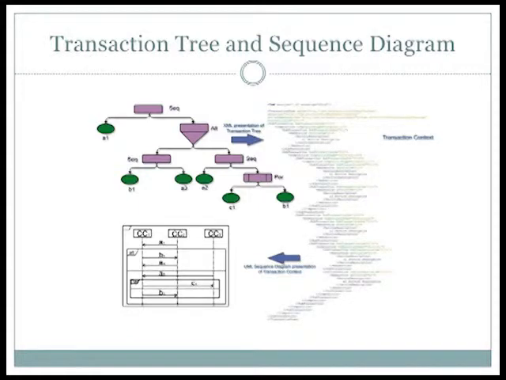Now, more text-based. This is a little bit more complicated transaction tree. As you can see, these can be converted to a transaction context, and then you can have the sequence diagram, UML sequence diagram of this scenario. Then we have to go for pattern behavior.